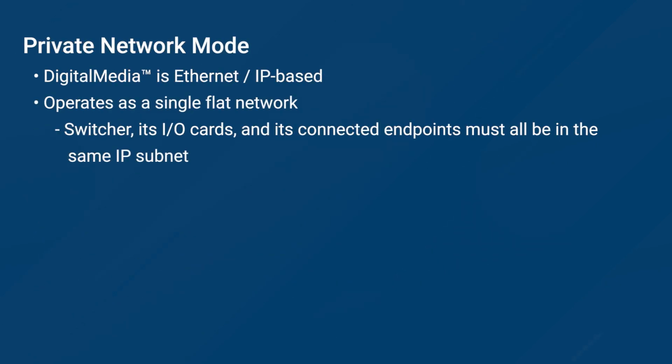Digital media is Ethernet/IP based. Using private network mode, the devices on the network operate together as a single flat network. The switcher, its I/O cards, and its connected endpoints are all in the same IP subnet. This subnet is set by configuring the private network mode ID.